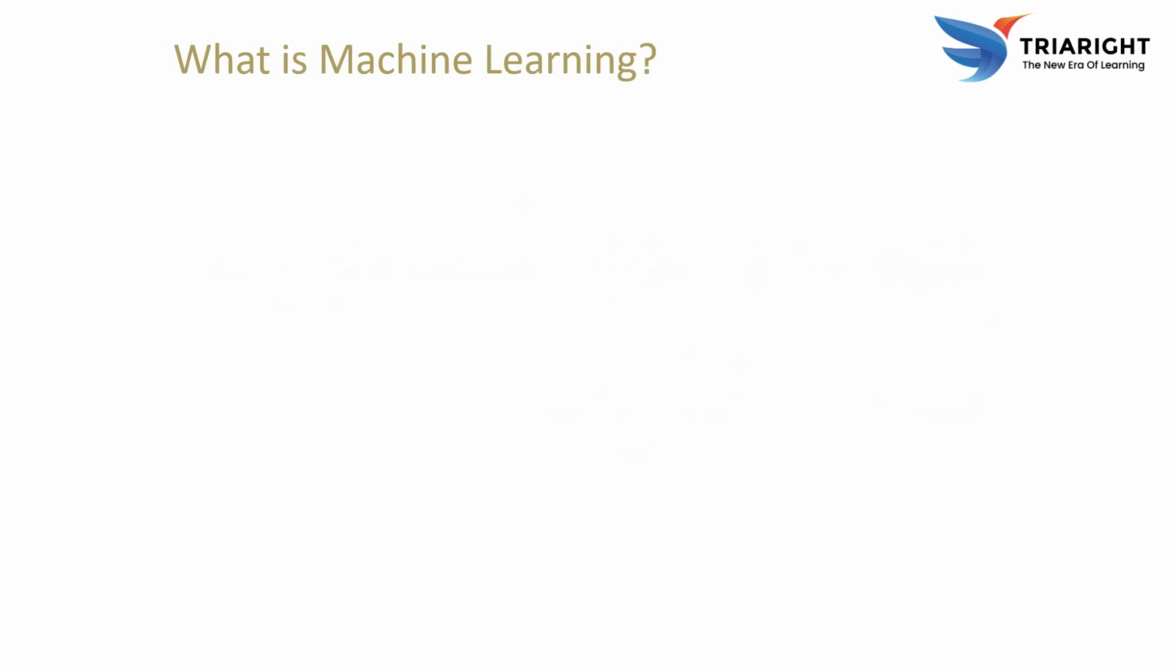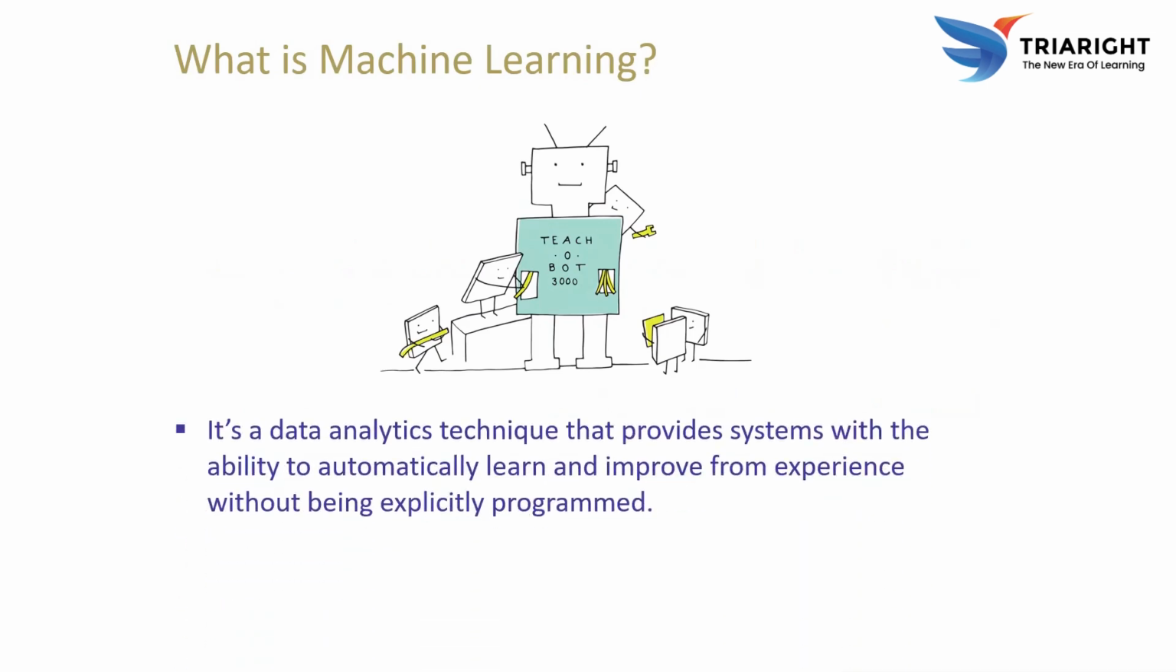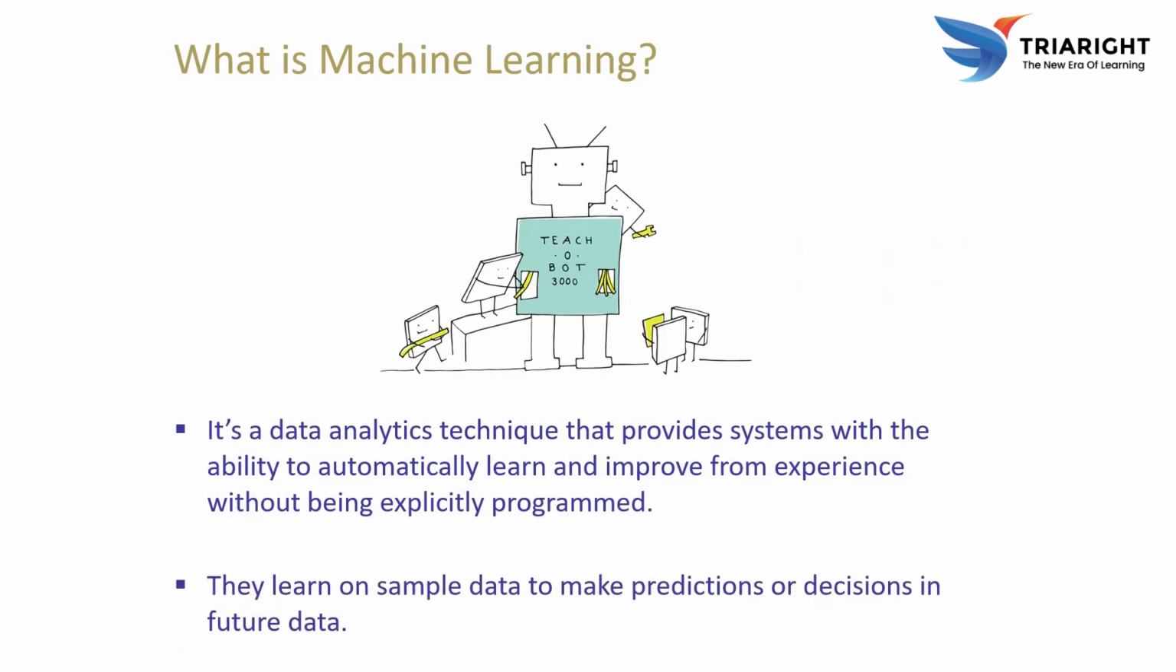Let's take the simple steps, starting with what machine learning is. We want to train the machine to gain knowledge and information about the models, algorithms, and concepts. It's a data analytics technique that provides a system with the ability to automatically learn and improve from experience without being explicitly programmed. They learn on sample data to make predictions or decisions on future data.